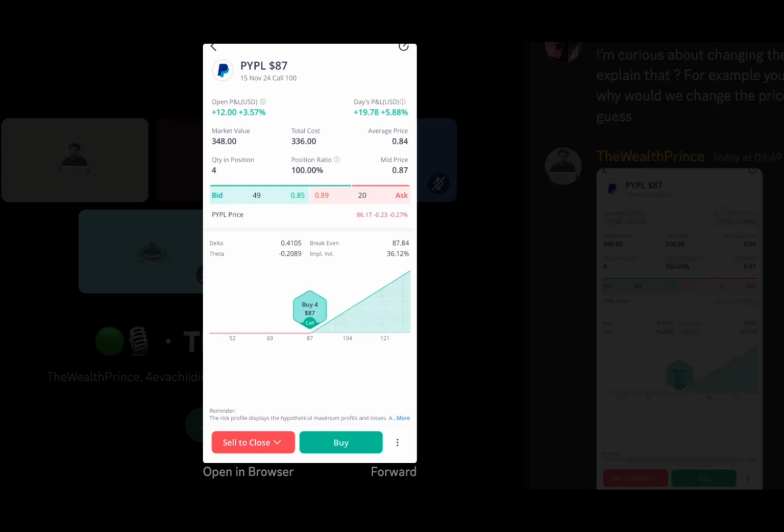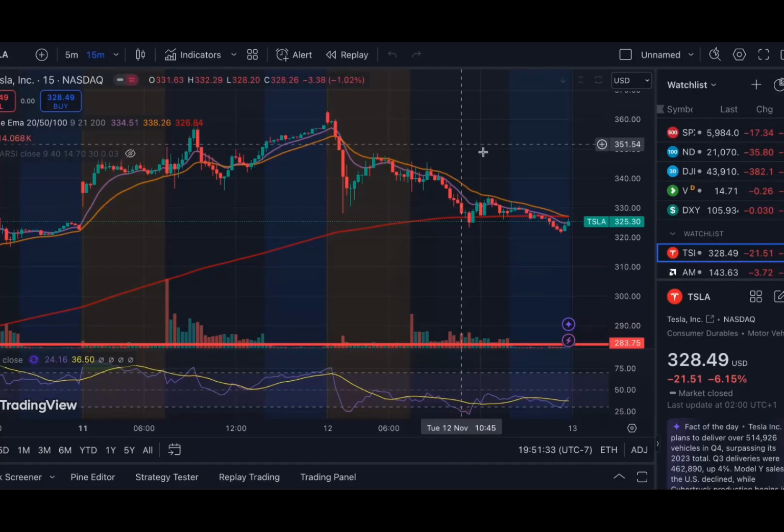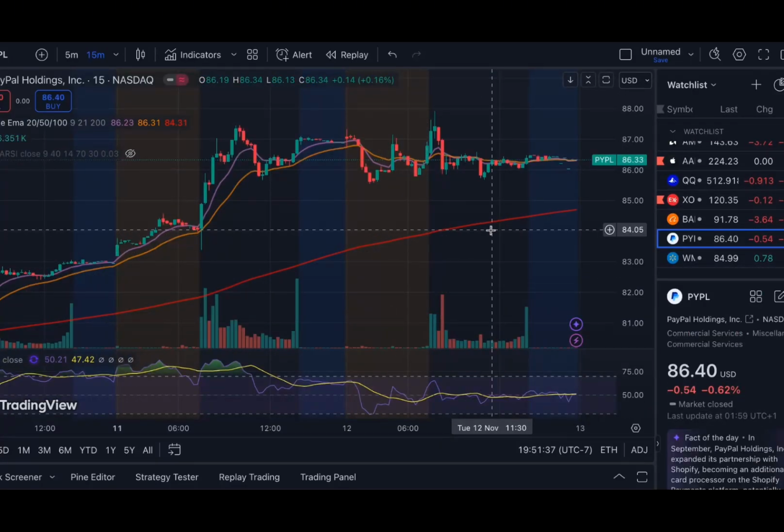Let's go to TradingView to look at the chart. So I can look at PayPal and then we can talk about what it means for us, what we're trying to do. Let me know when you can see PayPal stock on screen.